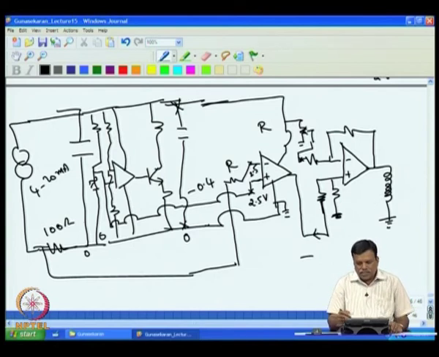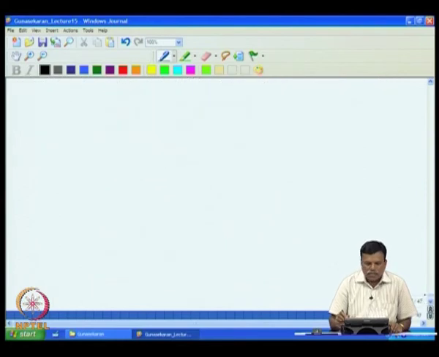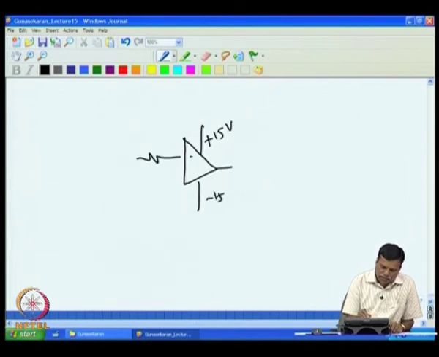Now, in this example, we had used a single power supply, and single power supply usage is very important in the process control industry, because normally we use dual supply for the op amp, like we put plus 15 and minus 15, and then we apply a voltage to plus terminal and minus terminal.